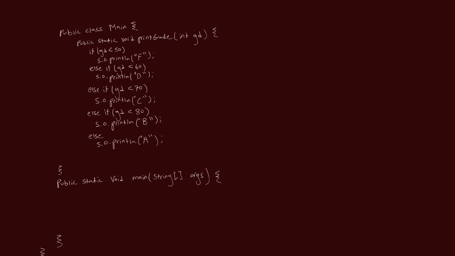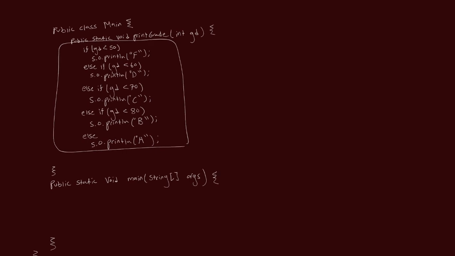Okay. So we have this method that will print out a string based on what your grade is. So if our grade is, let's say, 60, we would print out C, because 60 is less than 70. Obviously 60 is not less than 60, but 60 is less than 70, so we'll print out that.